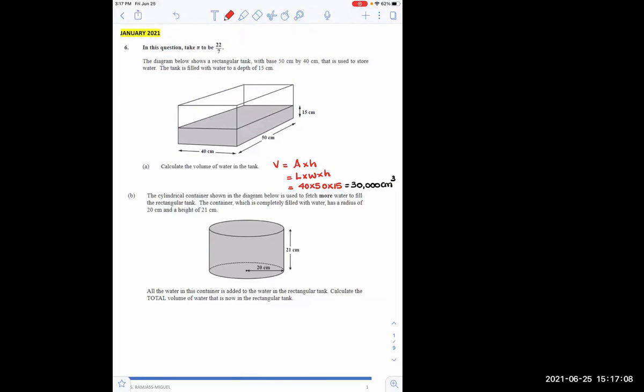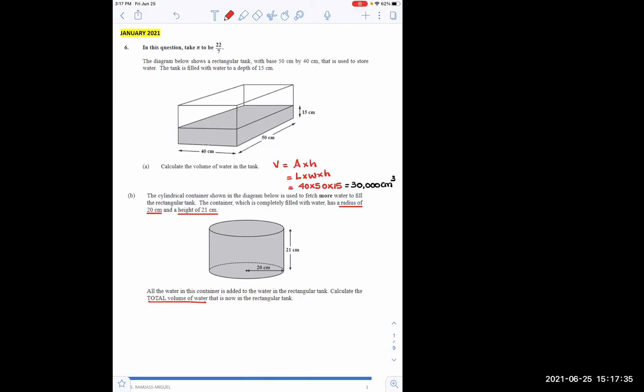The cylindrical container, just like my glass. So the next time you have tea or some water or juice, look at the glass. It's a cylinder. The container is completely filled with water. It has a radius of 20 and the height is 21. So again, we need to find the total volume.